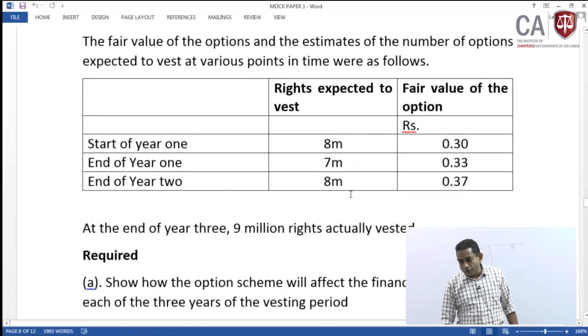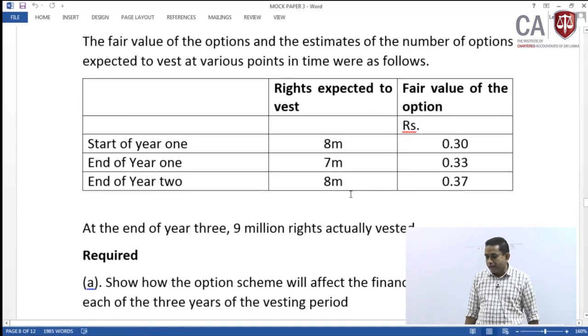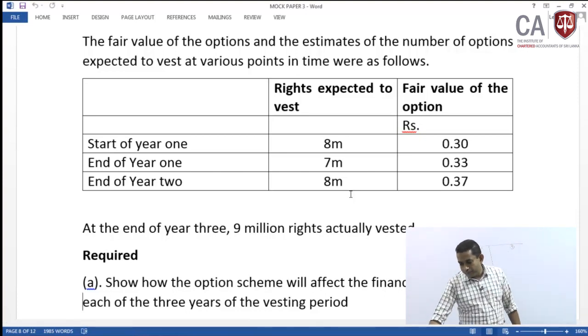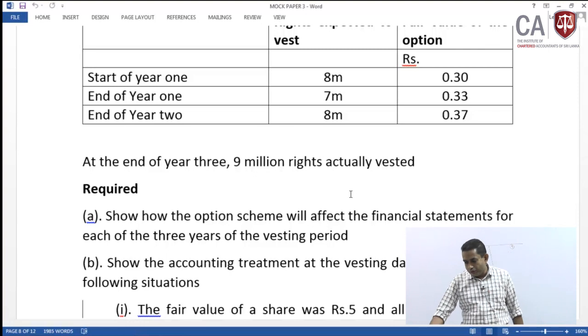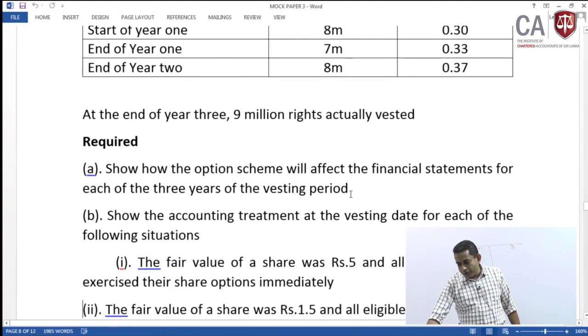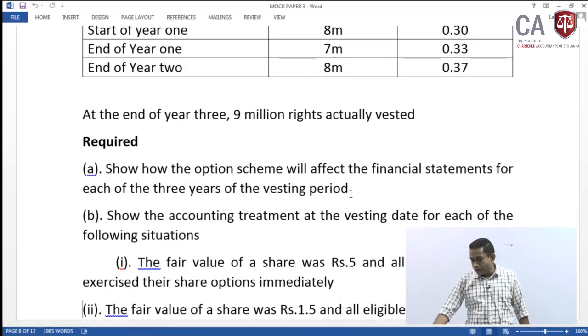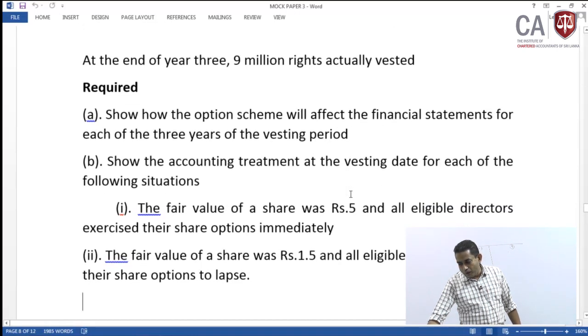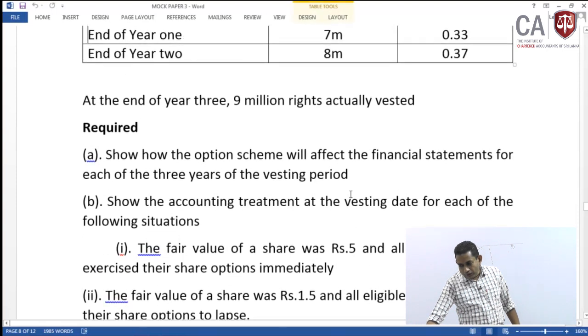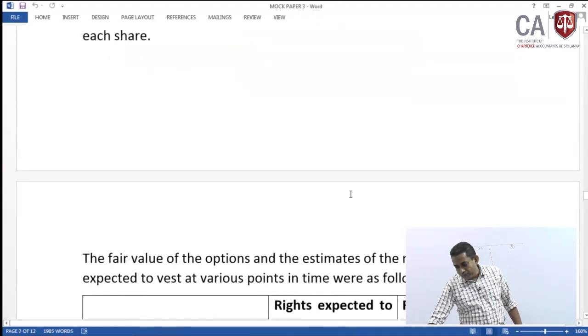Required: show how the option scheme will affect the financial statements for each of the 3 years of the vesting period. Show the accounting treatment at the vesting date for each of the following situations. The fair value of a share was 5 rupees and all eligible directors exercised their share options immediately. The fair value of a share was 1.5 rupees and all eligible directors allowed their share options to lapse. So, the question is fragmented into 3.